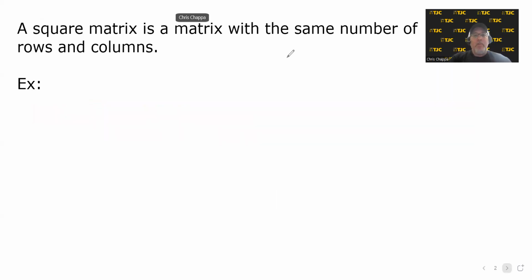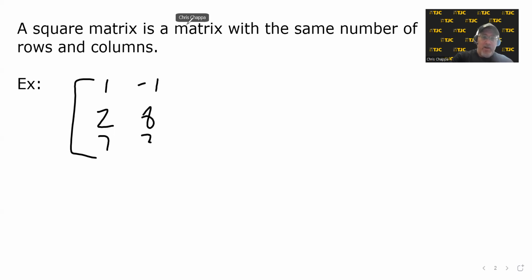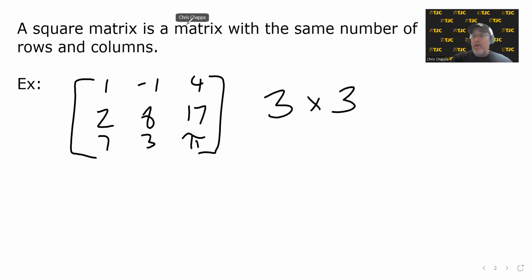Now, a square matrix is a matrix with the same number of rows and columns. So for example, you could set up a 3x3 matrix by saying something like 1, 2, 7, negative 1, 8, 3, 4, 17, and pi. Pi is a perfectly good number. That's an example of a 3x3 matrix. It's a square matrix. Now, every square matrix has what's called a main diagonal. The main diagonal is the diagonal from the upper left corner to the lower right corner.